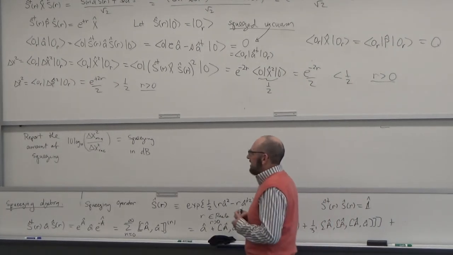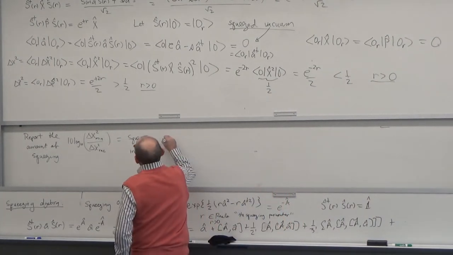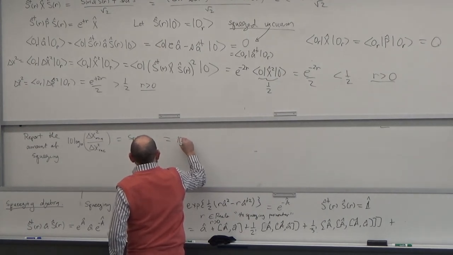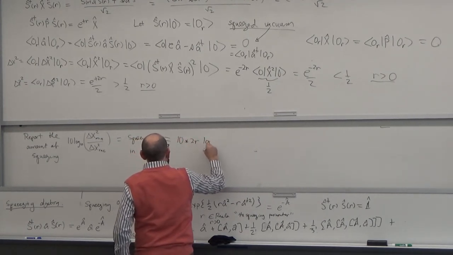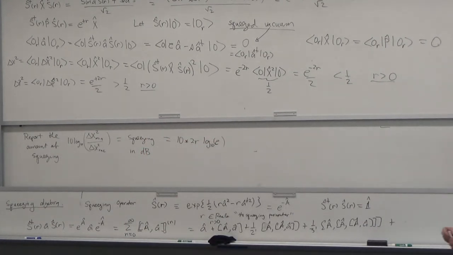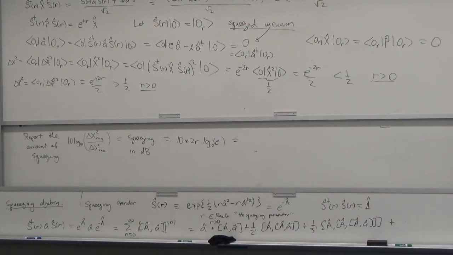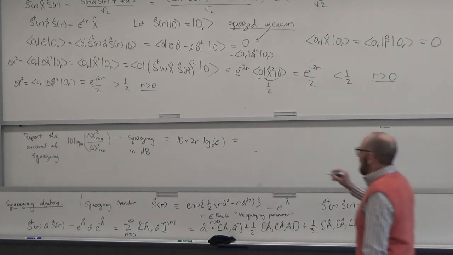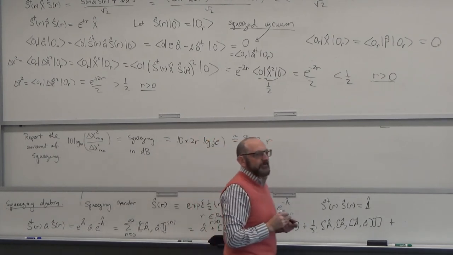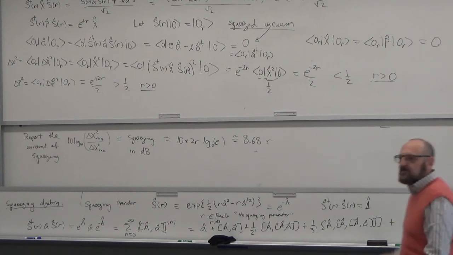I hate you, power engineers. This, of course, in these units here, is equal to 10 times 2r times the log base 10 of e. Right? Which is something like, what is, 8.68 times r. So r of 1 is near 10 dB of squeezing, right? r a little bigger than 1 is like 10 dB of squeezing.